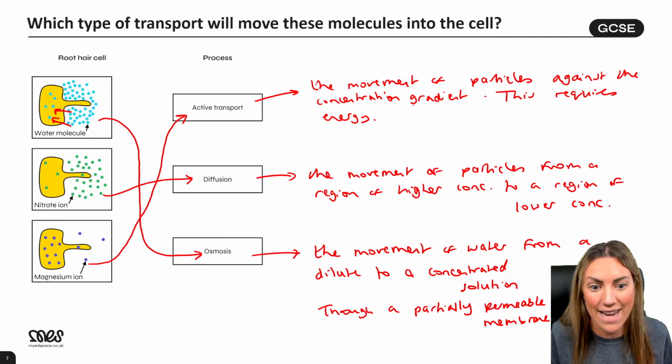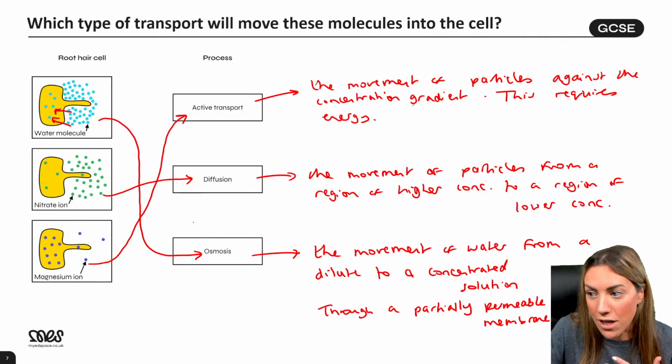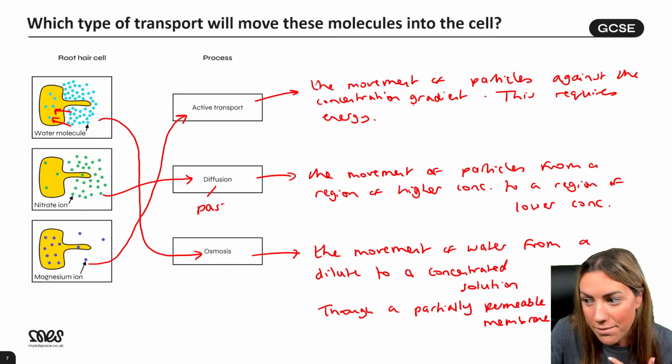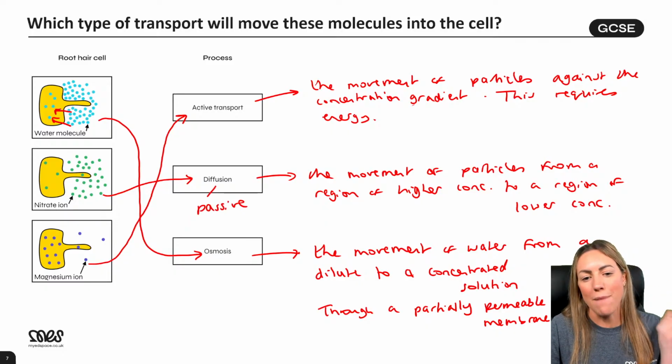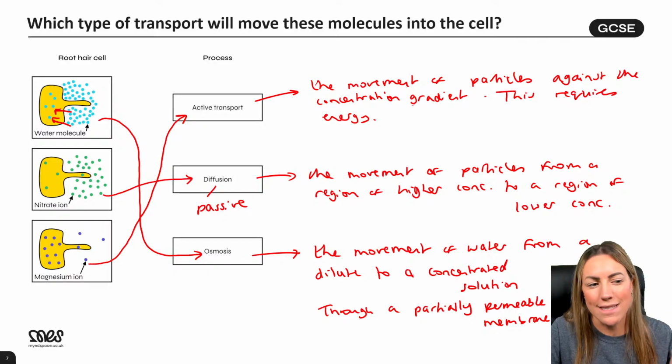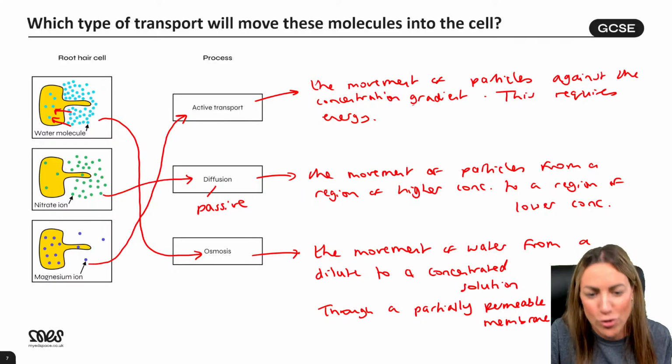It requires energy. Whereas diffusion is passive because diffusion is going from high to low, which I always think is like rolling down a hill. It's really easy to roll down a hill. It does not require energy. It's passive. Okay.